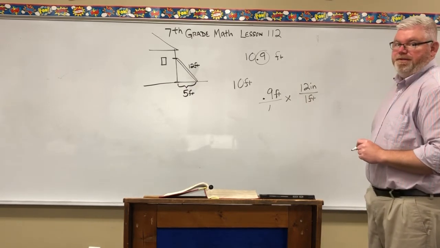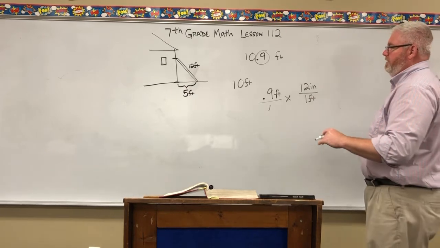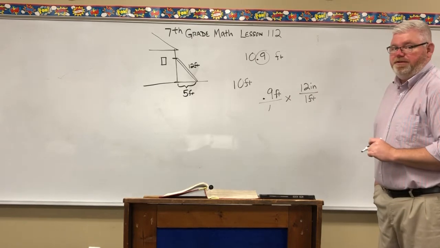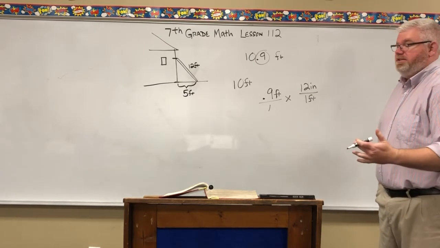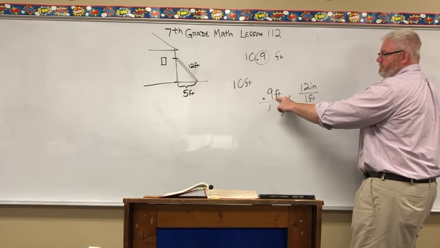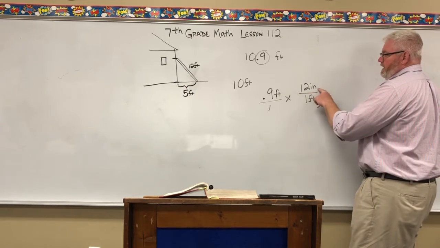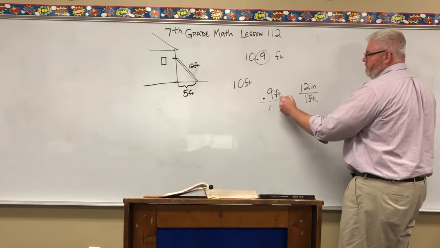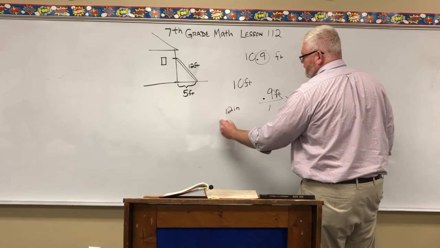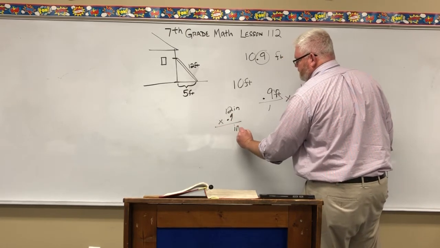Okay? And again, if I lost you, stop it, go back. We've got our 10 feet here. We've got our 0.9, 9/10 of a foot. We're going to find out how many inches 9/10 of a foot is. So we take our 0.9 feet, and we're going to multiply it by our unit multiplier because we want to get inches. When we do that, the feet will cancel, and we're going to multiply 12 inches times 0.9.